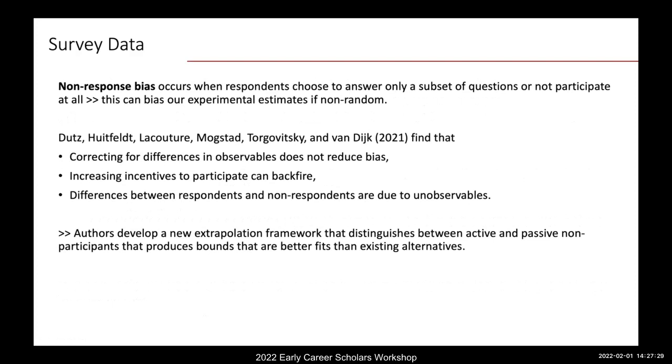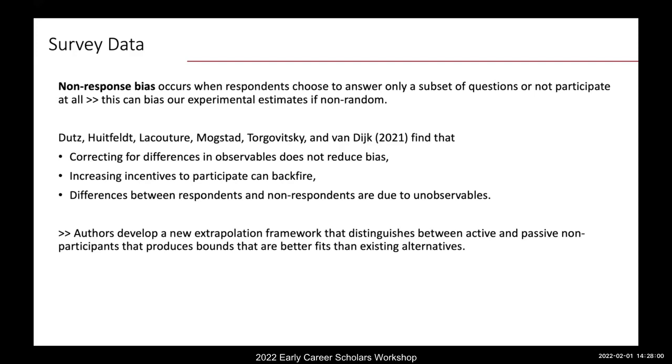Okay. Another problem of survey data is non-response bias. And non-response bias is kind of different from attrition in the sense that it means that a respondent can choose to answer only a subset of questions, but it might also mean that they don't participate at all. If the choice to respond to questions is non-random, then this can actually bias our experimental estimates, okay?